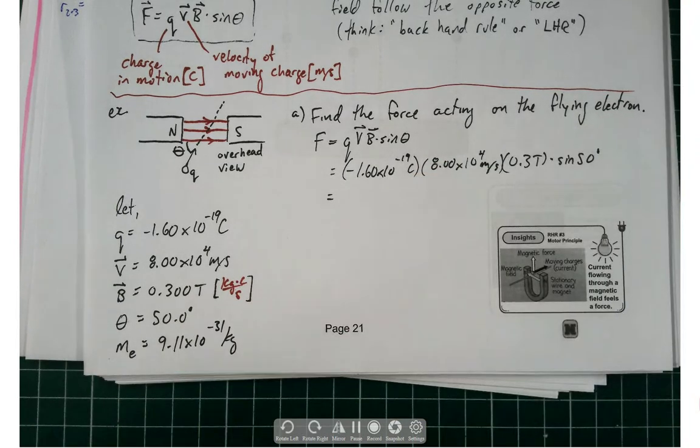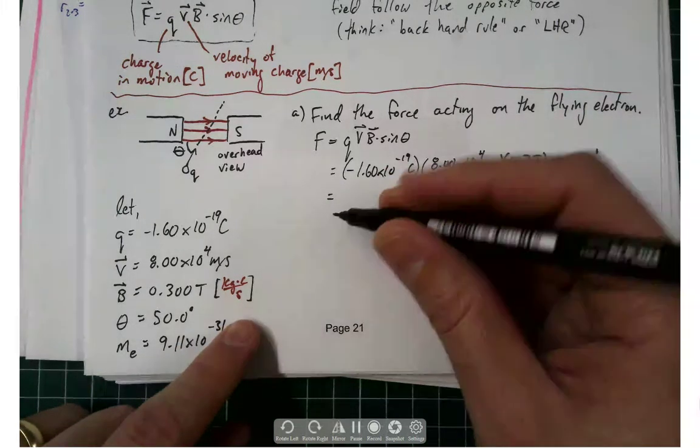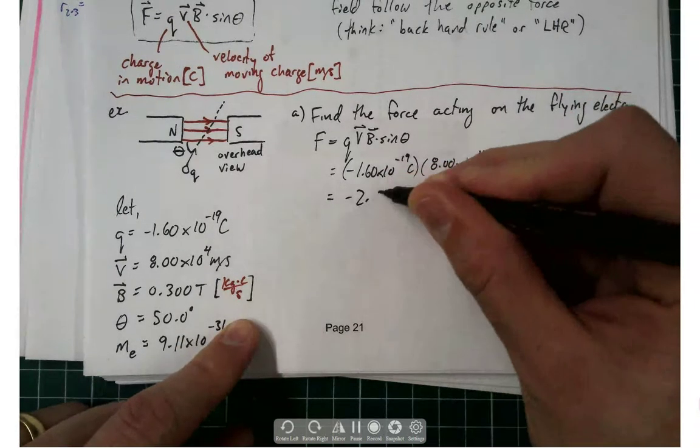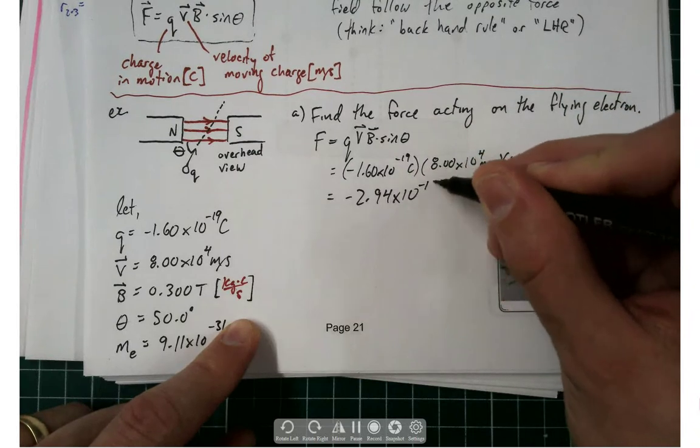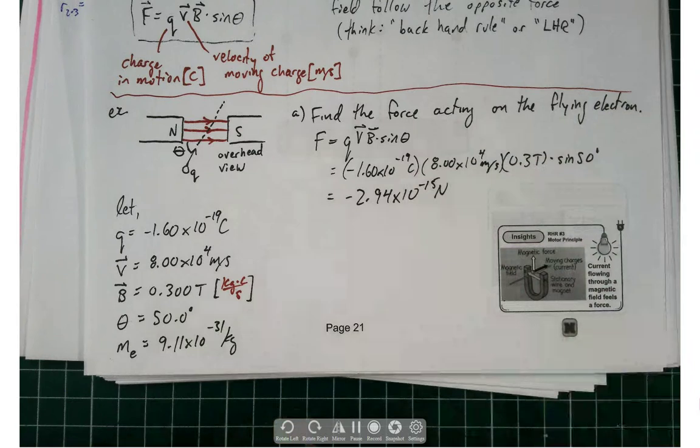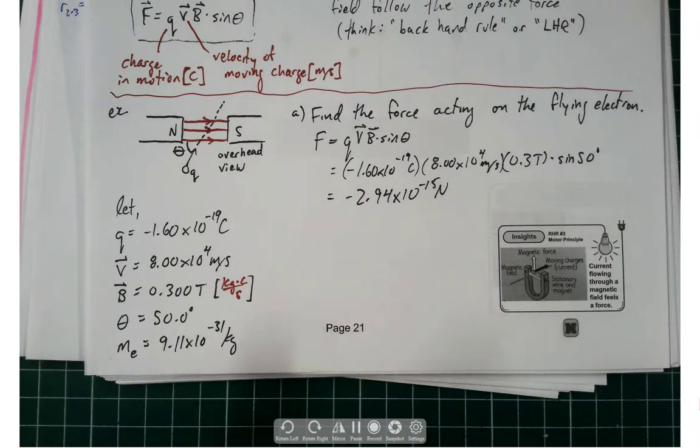And when I plug all that in, I get somewhere around negative 2.94 times 10 to the power of negative 15 newtons. Now that's already pre-rounded to 3 sig figs. Did anybody already get that? Make sure that, okay, I didn't make a typo.